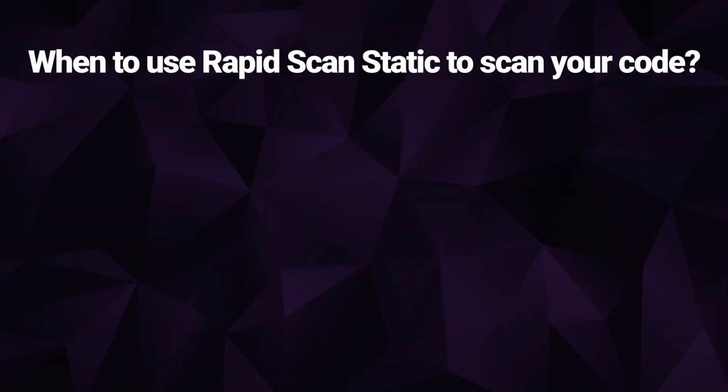Now that I've shown you how to find and fix vulnerabilities in your code using the new C# Rapid Scan tool in CodeSight, we should really talk about when you should use this tool to scan your code. Scanning your code as early as possible in the development of an application is very important. This is essentially the shift left paradigm that is talked about by the security community.